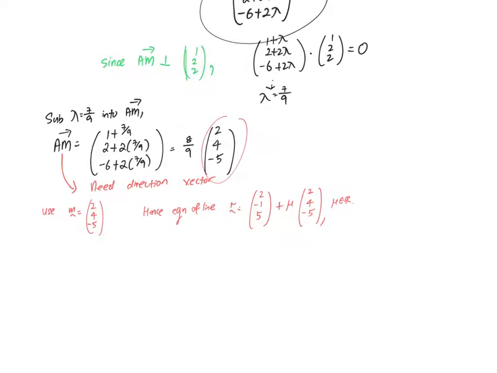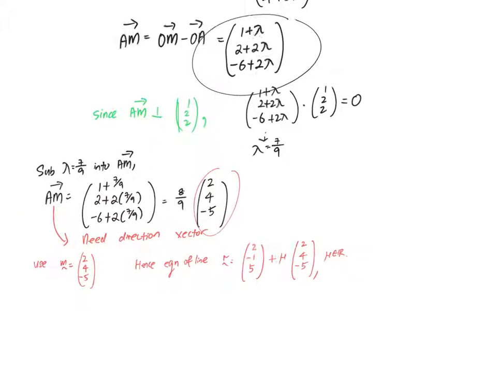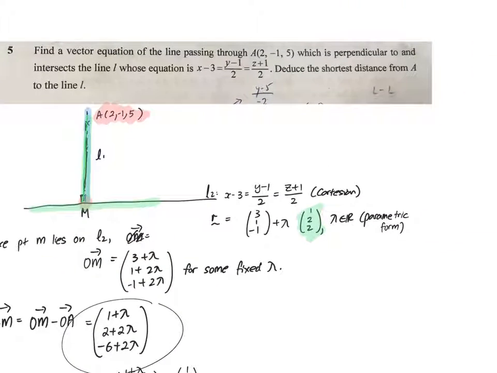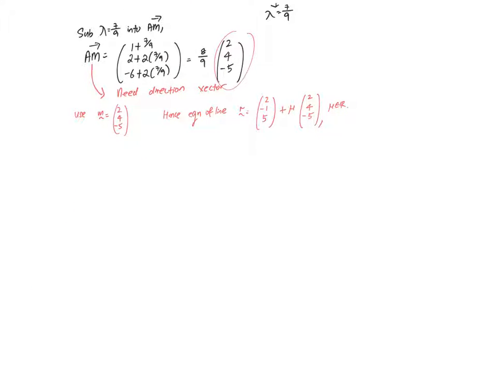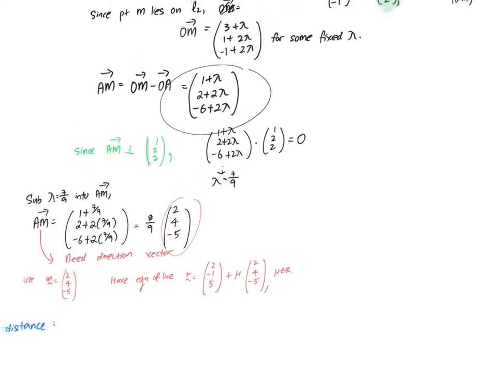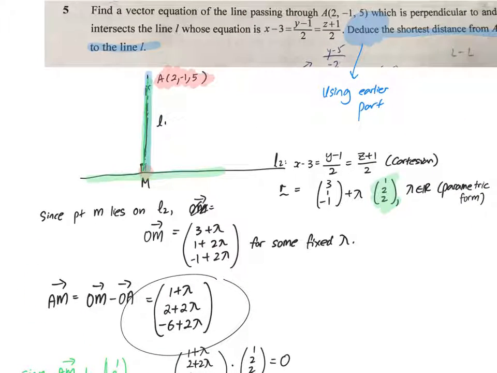Then the shortest distance. So come back to the question, we need to find the shortest distance now. You see, it's quite intuitive. I want to deduce the shortest distance. Deduce also means that it is possible that you are using the earlier part to help. So if I'm using the earlier part, all I need to do is just deduce. The shortest distance from point A to the line L2 is nothing but AM. It's actually just AM itself.